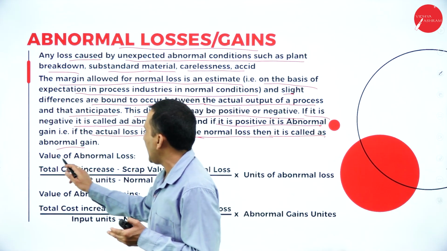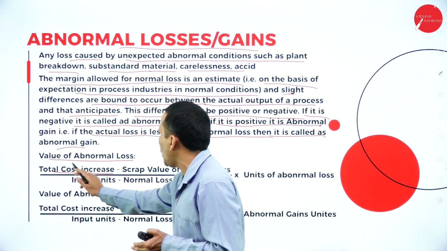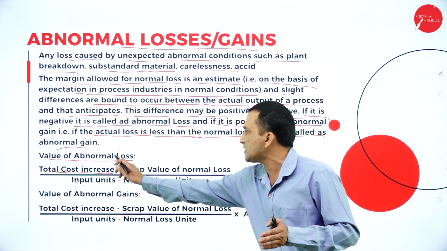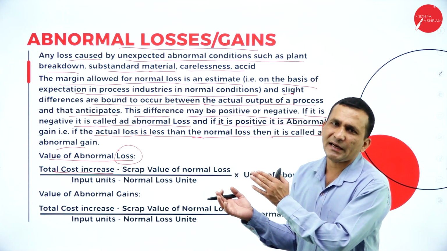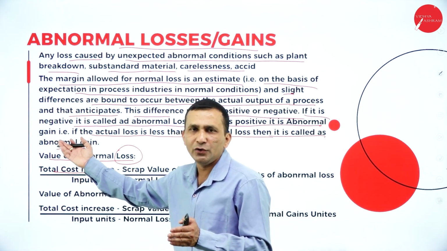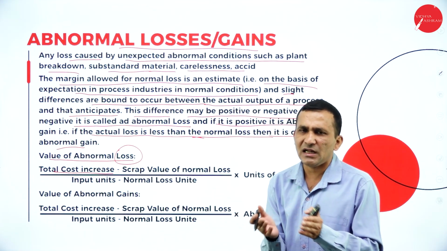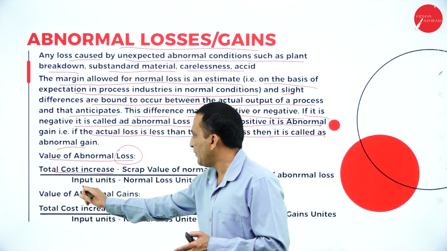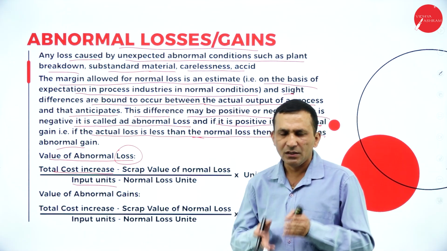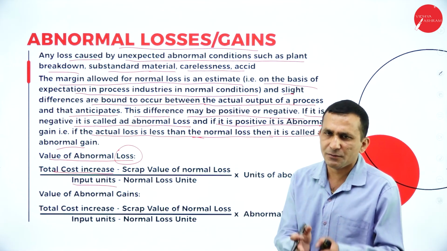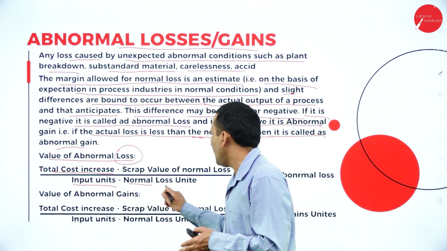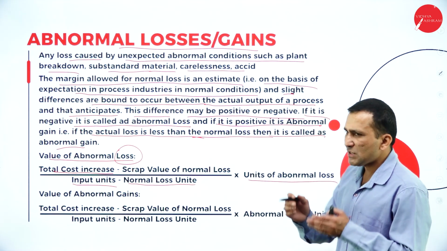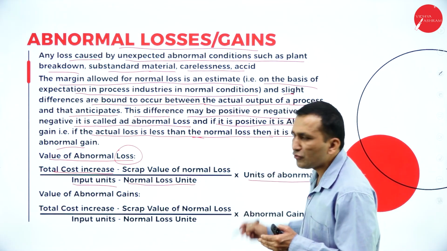So how can we calculate the value of abnormal loss? The total cost increases, so whether it is debit side or credit side, here we are always expecting a loss, which means we need to get a credit side difference. So the debit side value minus scrap value, which is nothing but your normal loss recovered value, divided by the denominator: input units, that is how many units are introduced for the first process, minus normal loss units, that is how many units are lost, multiplied by units of abnormal loss. Since we are getting the difference on the credit side, we need to multiply here.